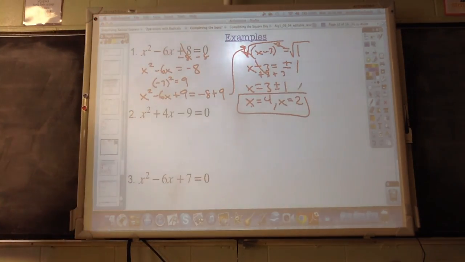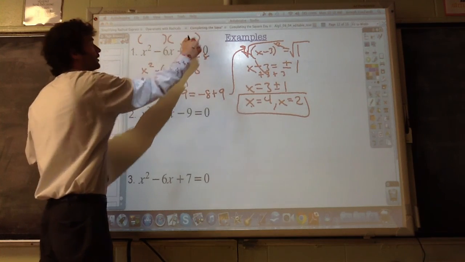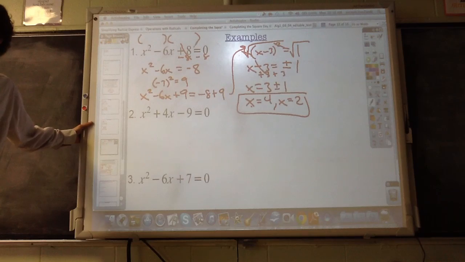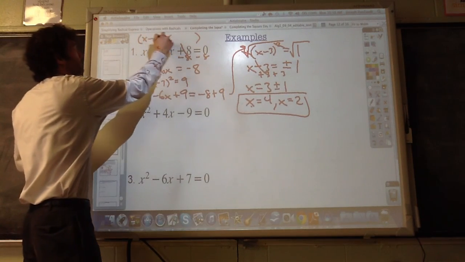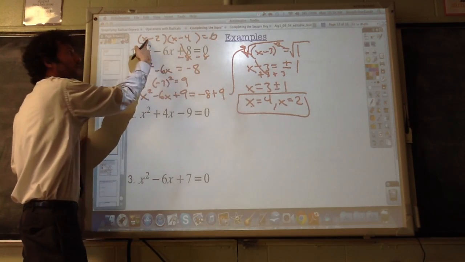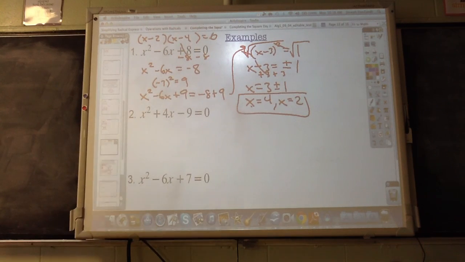Look at this problem. If we had done it with factoring, we could have done it really easily. I need numbers that multiply to positive 8 and add to negative 6. Negative 4 and negative 2. So I would have x minus 2 times x minus 4 equals 0. Setting these equal to 0 and solving, this one gives me 2 and this one gives me 4. Same answers, no matter which way I work. The quadratic formula would give me 2 and 4.